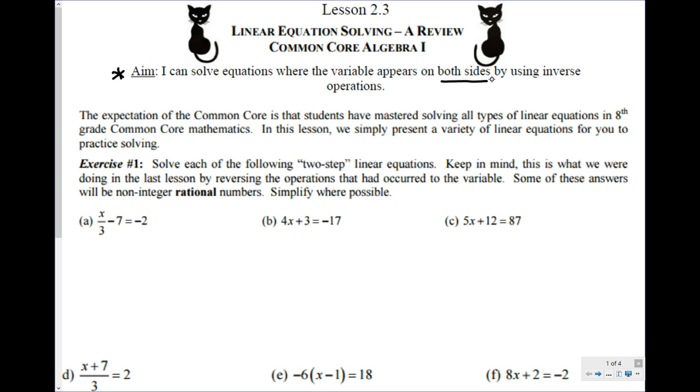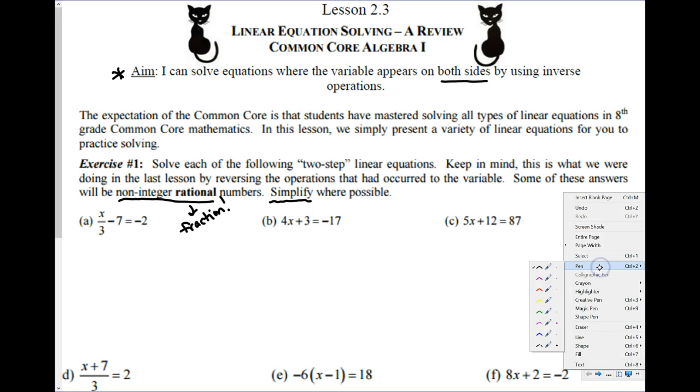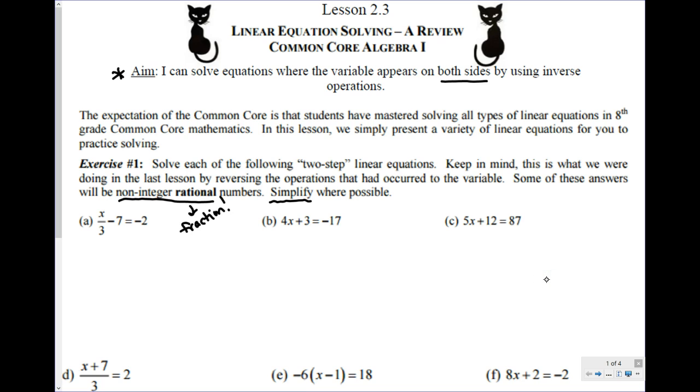Exercise 1. Solve each of the following two-step linear equations. Keep in mind this is what we were doing in the last lesson by reversing the operations that had occurred to the variable. Some of these answers will be non-integer rational numbers, which means it could be a fraction. So sometimes you might get a fraction, and that's okay. Simplify where possible.